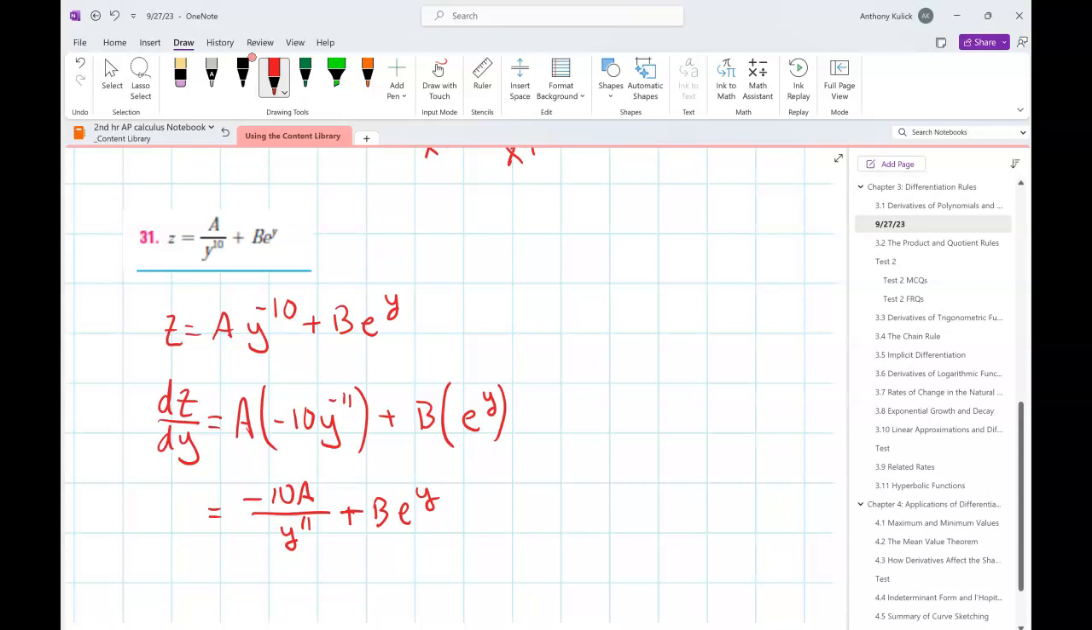So those constants, the a and the b, look scary, but I just treat them the same way as a number. I just kind of ignore them and they stick around, but it's fine. Isabel? So for that, if we didn't write dz over dy, if you wrote z prime, that would be acceptable.